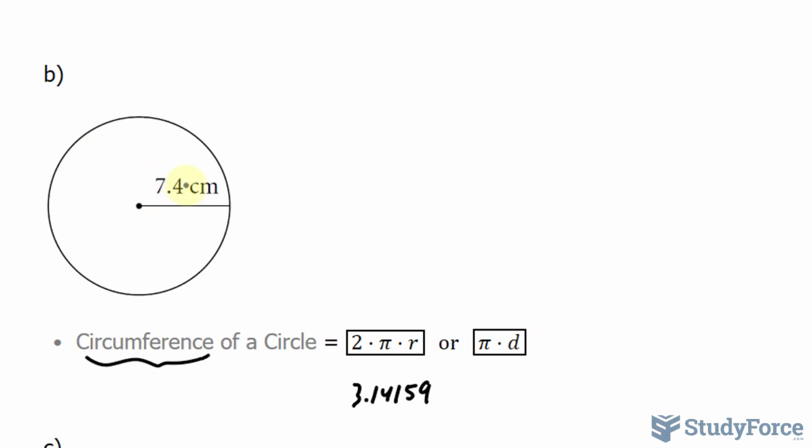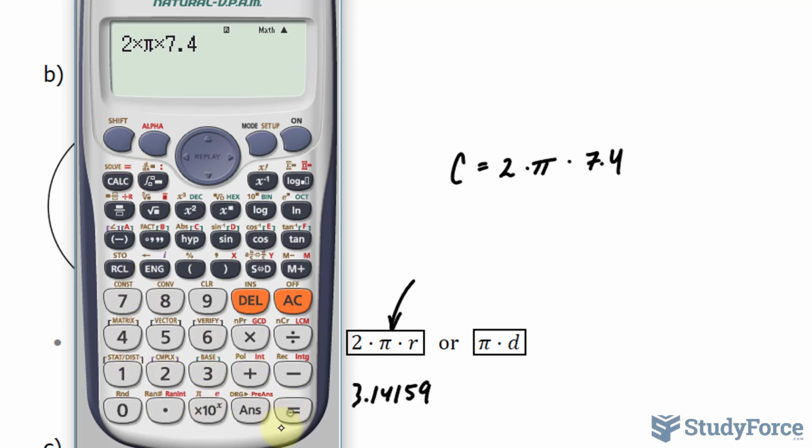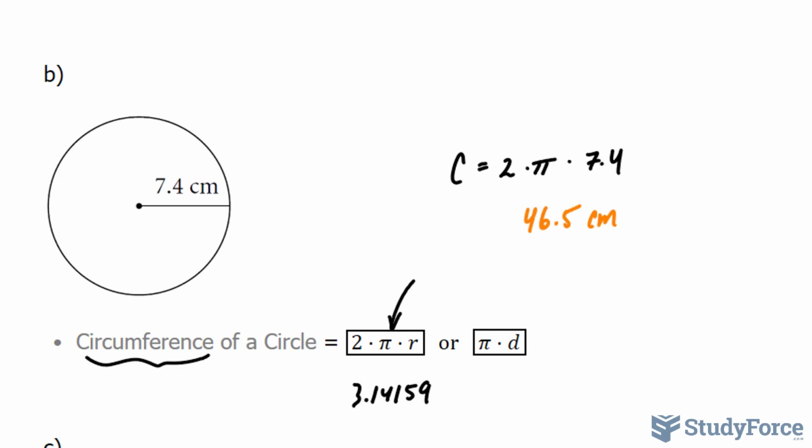In this example, they've given us the radius, so I'll use this formula. I'll write down C is equal to 2 times pi times our radius, which is 7.4. Let's use our calculator. My calculator has a button designated for pi, but if your calculator doesn't, you can just type in 3.14159. So for me, I'll type in multiply, shift, then this button, times 7.4. And of course, if you use pi, it's always more accurate. I end up with 46.49, and if we want to round this to 1 decimal place, we can say 46.5. That's the answer to question B.